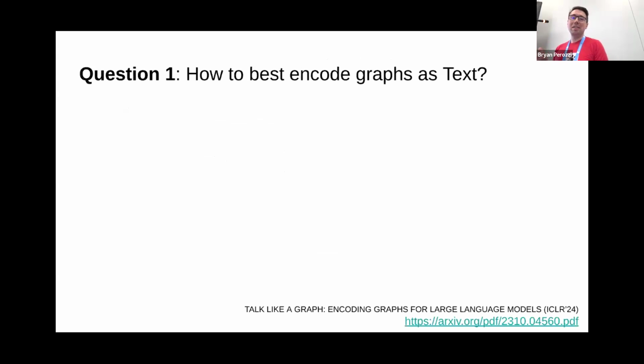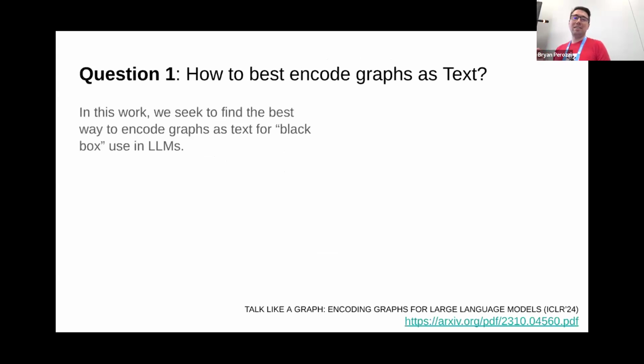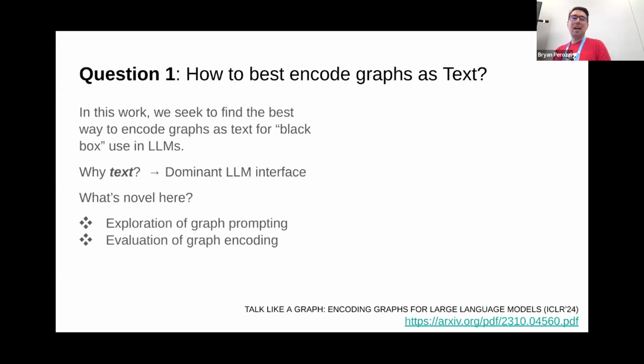So, question one: how to best encode graphs as text. This is the work Talk Like a Graph at ICLR. We're really interested in text because it's the dominant interface for large language models. This is a new capability, being able to talk to the machine and get an answer back, and a lot of people are using it this way. In this work, we explore graph prompting and graph encoding, and analyze the effect of the structure of the graph on how well the model can do.